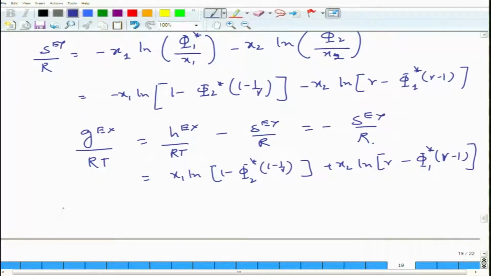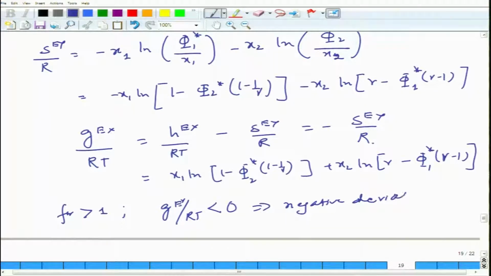Okay. Now for r greater than 1, you can do the analysis. G^E by RT is less than 0. This implies a negative deviation from Raoult's law.